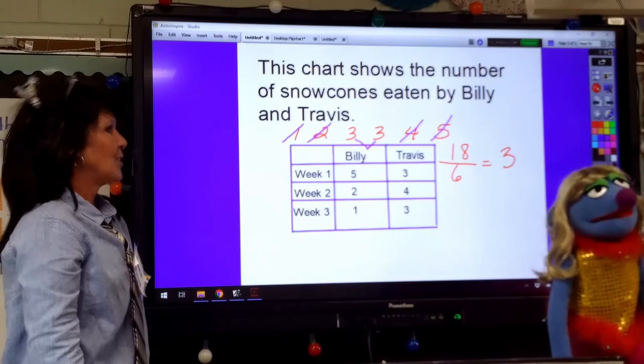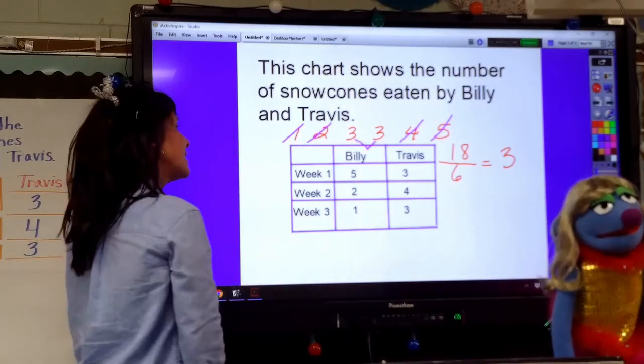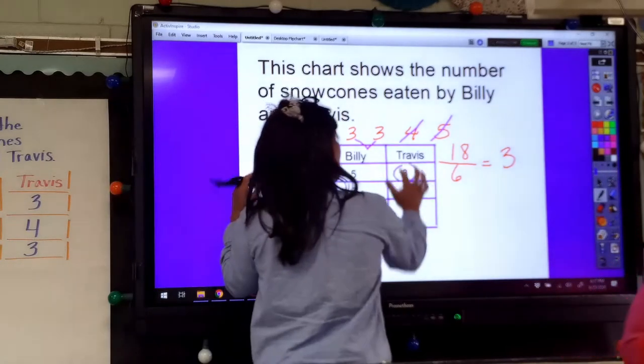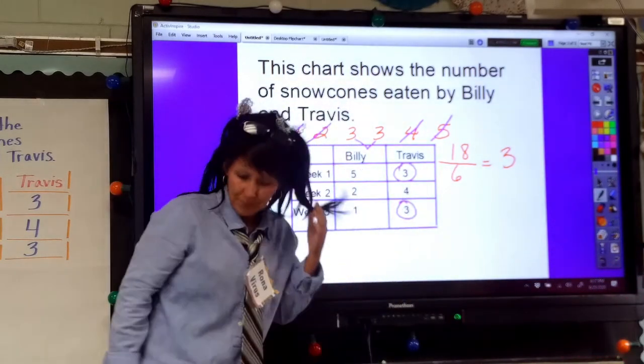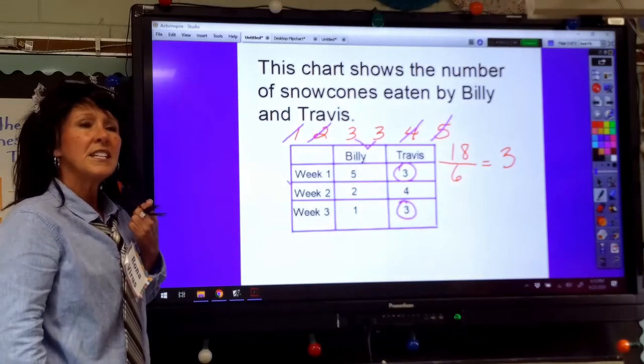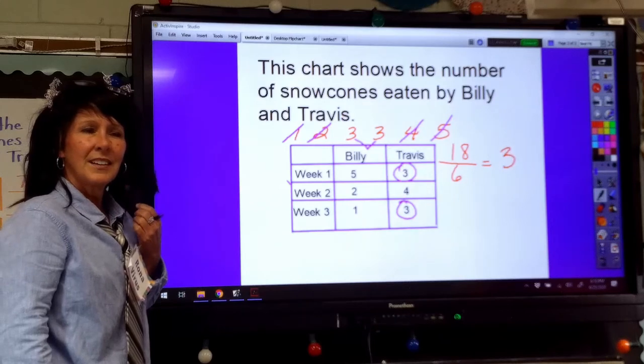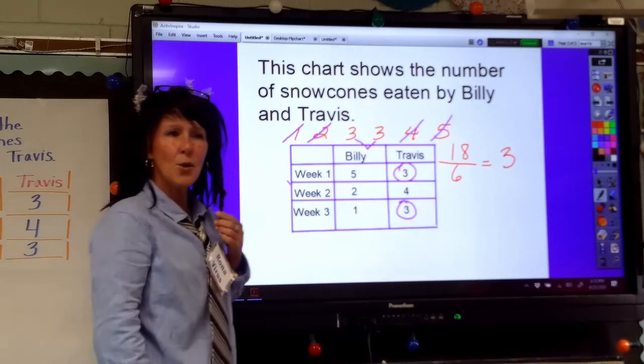And last, what about the mode? The mode is the one that occurs most often. Exactly. And so here, our mode is 3. Good job, guys out there. Does anybody have a question? No hands? Everybody's okay?